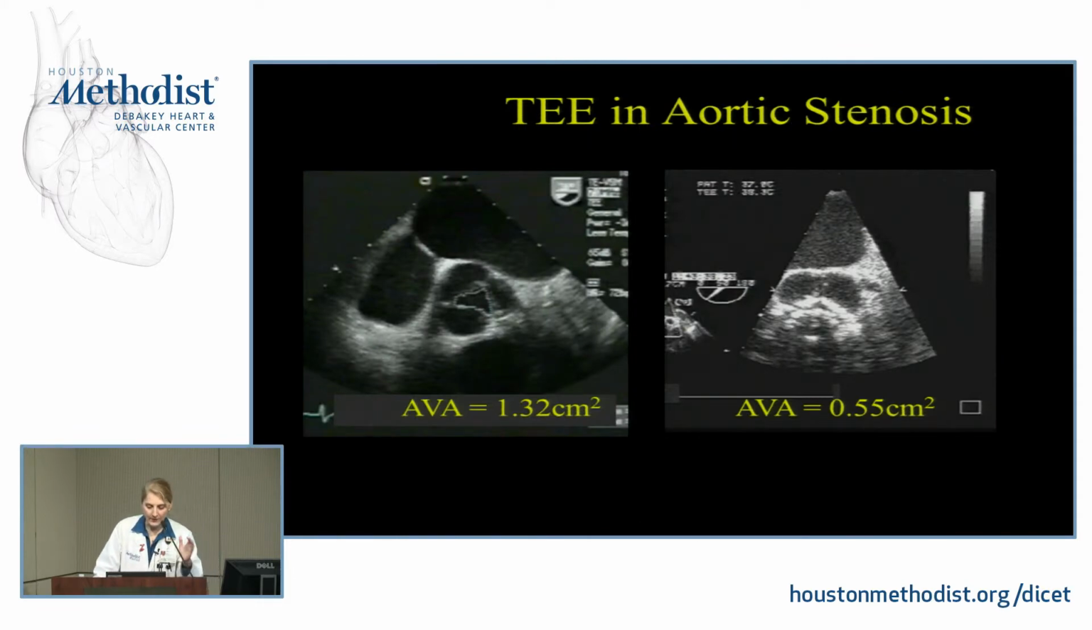Now, the role of TEE in aortic stenosis, well, you can try and planimeter the valve if you want. There really isn't any role for TEE in aortic stenosis, but if you're doing it for other indications, you can go ahead and planimeter it. You just have to be careful that you're at the tightest, most stenotic part of that valve, which is always the tips, because this is showing you the same patient. One is more towards the annulus, and the valve area is 1.32. The next one's towards the tip, the most stenotic part, and the planimetered valve area is 0.55 centimeters squared.